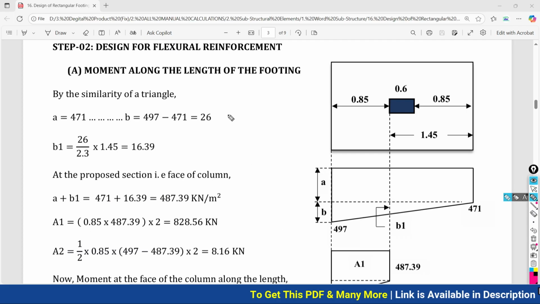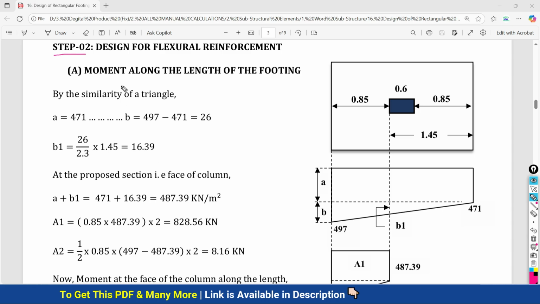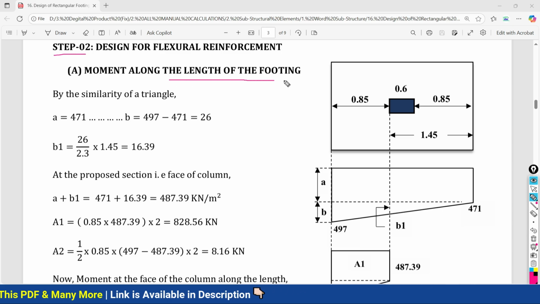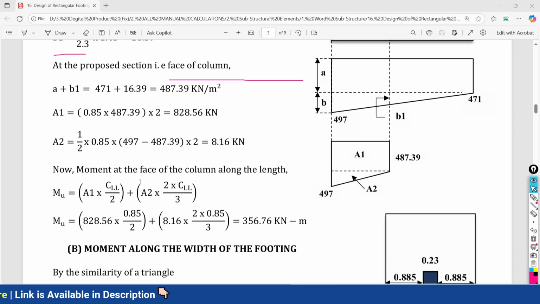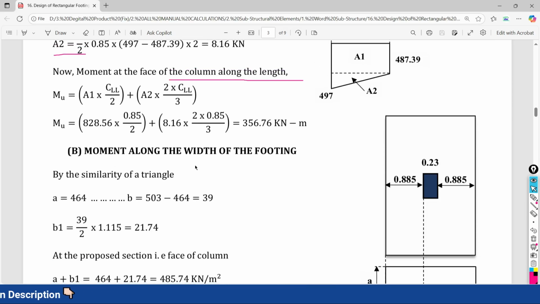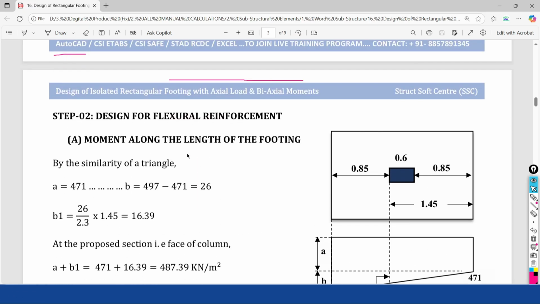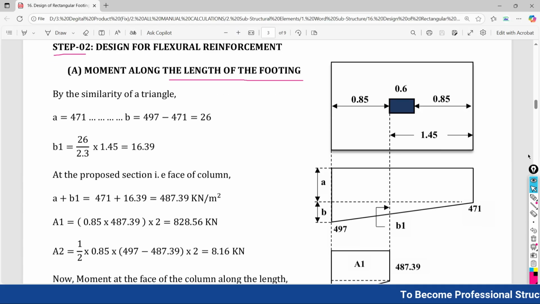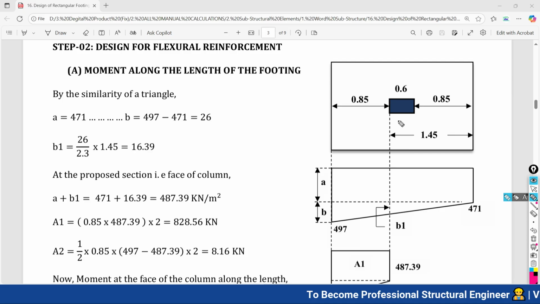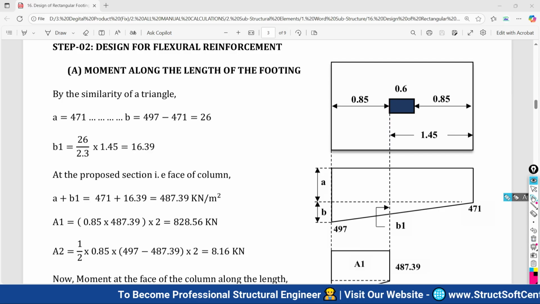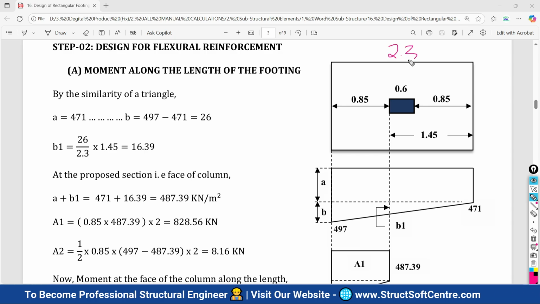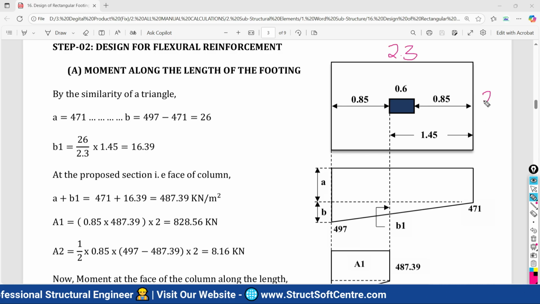Now let's talk about the design for the flexural reinforcement in step 2. We first have to calculate the moment along the length of the footing. Thereafter we have to calculate the moment along the width of the footing. Without calculating the moment along the length and width, you cannot calculate the reinforcement demand. So the very first thing, we need to calculate the moment at the face of your column along the length. We have the length of the footing as 2.3 meter and the width of the footing as 2 meter.